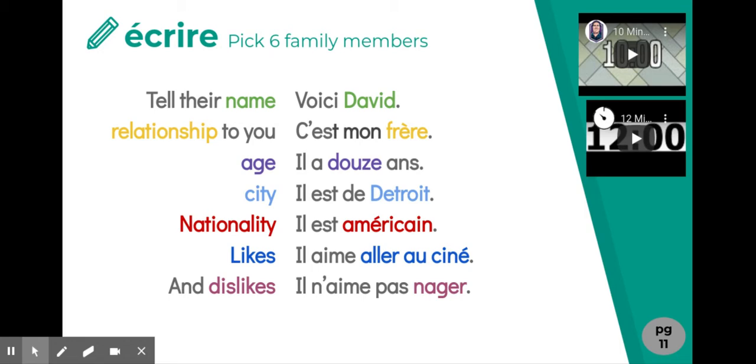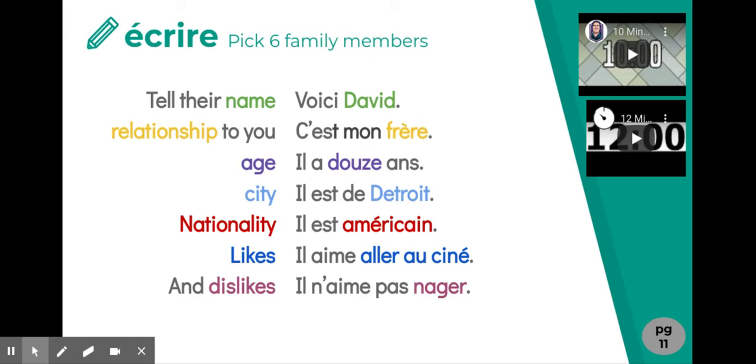You're going to tell me their name in the first line, their relationship to you on the second line, their age on line number three, then you're going to say their city, then their nationality, something they like to do, and if you're feeling fancy, add some more details like with whom, where, when, why, and something that they don't like to do. Again, if you don't know about that family member, like how old they are or what they like to do, just make it up. I don't know how old they are, and I don't know what they like and don't like to do either.